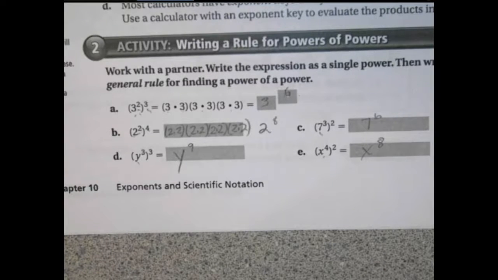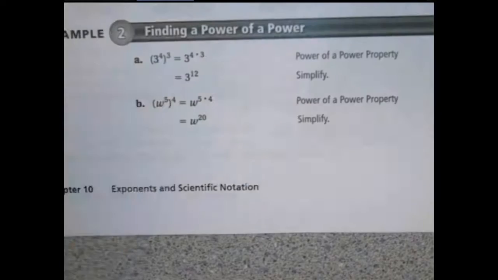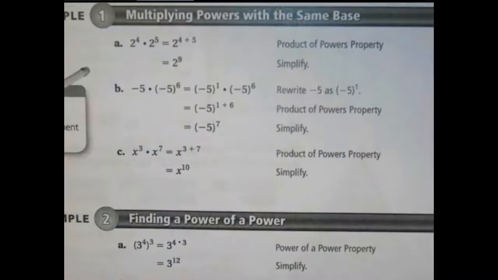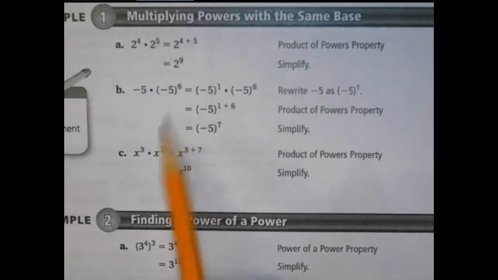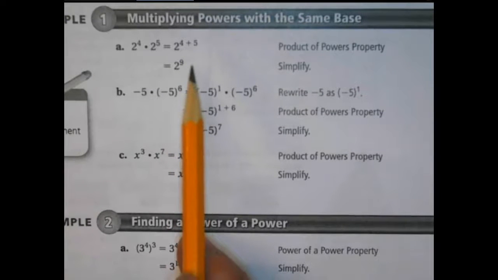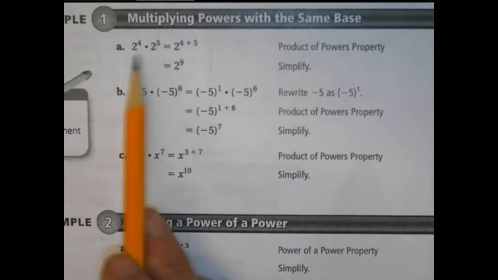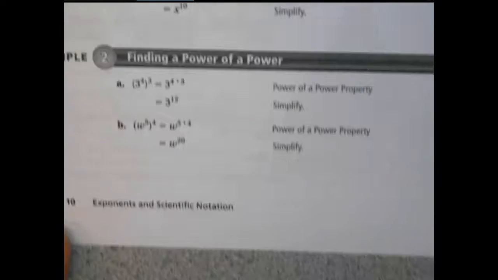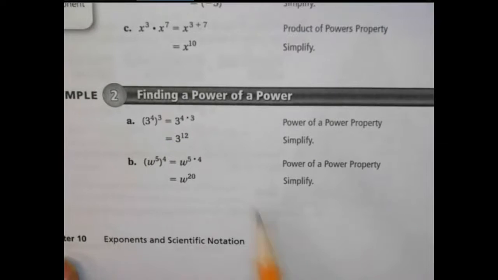Okay. We're going to do some more exercises here. Example 1. Multiplying the same base. So this, again, is exactly like what we just did yesterday, right? Same base, different exponents, so we add them, right? Example 2 is like what we did a moment ago. This is the inside-outside, right?